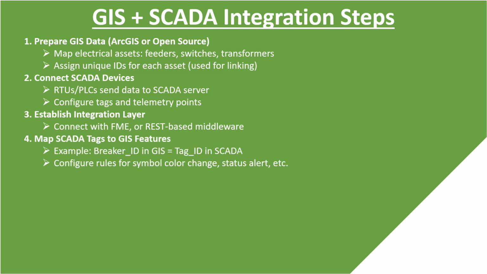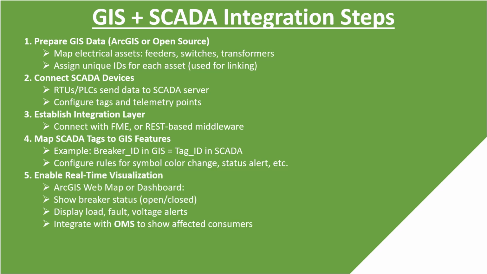Map SCADA tags to GIS features, that is the mapping between the two systems, that's a breaker ID in GIS to a tag ID in SCADA. And configure rules for symbol color changes, status, alerts. That is, if it is in an overloading condition, what the color will be. If it is an outage, then the network color maybe gray or something.